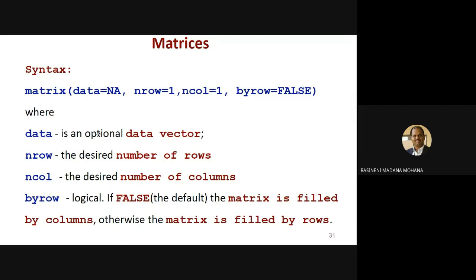So here data is an optional data vector, nrow is the number of rows, ncol is the number of columns, and byrow is a logical consisting of TRUE or FALSE. If FALSE, which is the default, the matrix is filled by columns, otherwise the matrix is filled by rows.